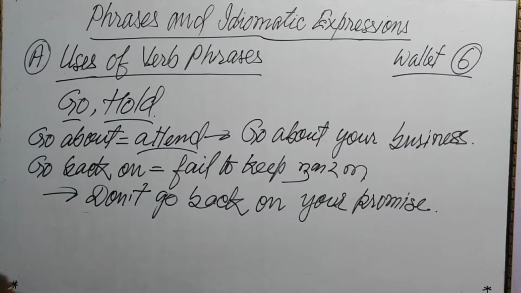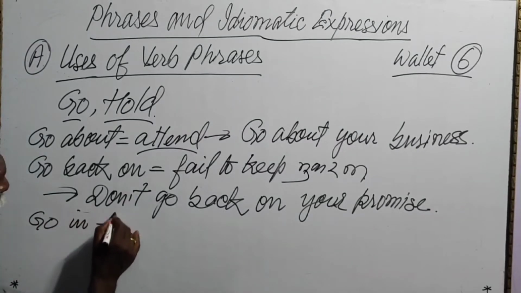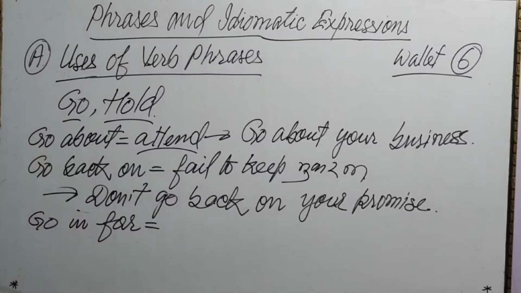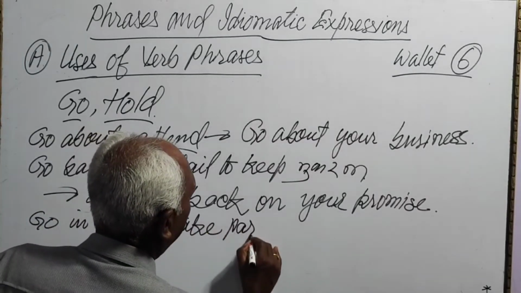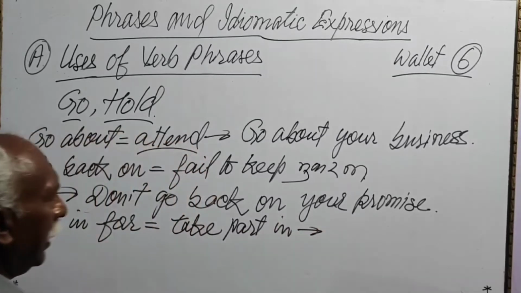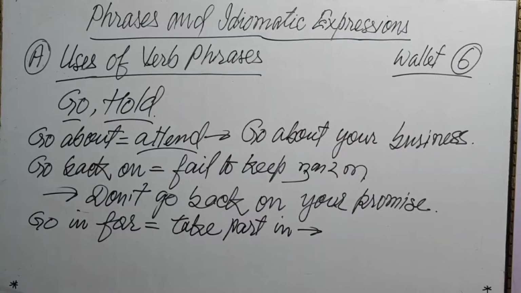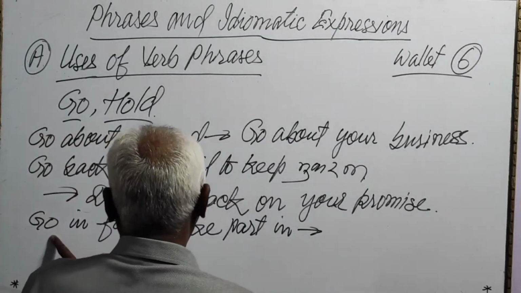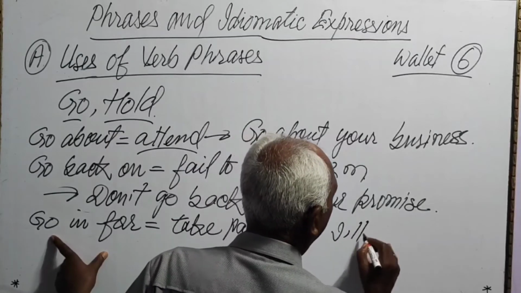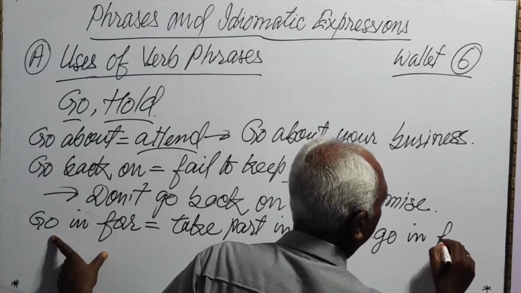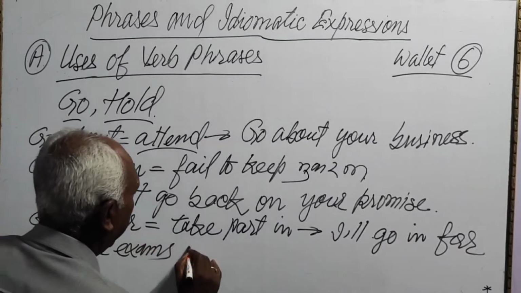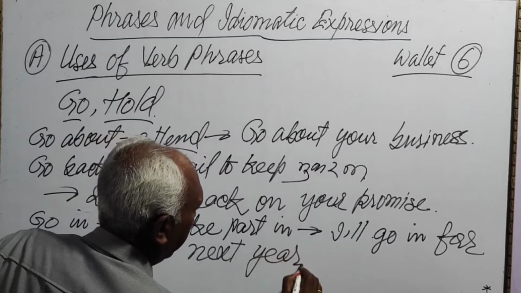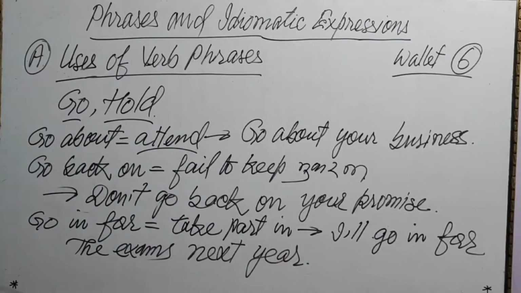Next, go in for. Go in for, that means take part in, to take part in. Sammilit hona. Use of I shall go in for, go in for appear at: I'll go in for the exams next year. Agle varsh main pariksha mein sammilit hounga.